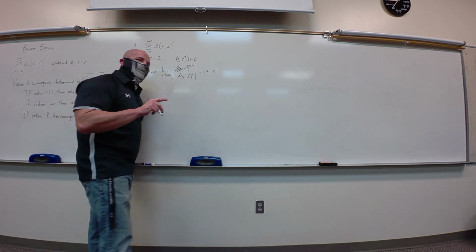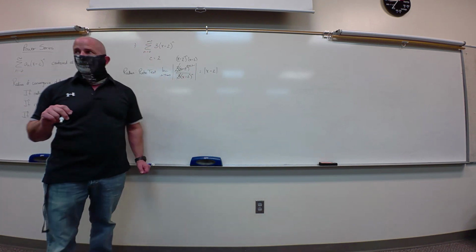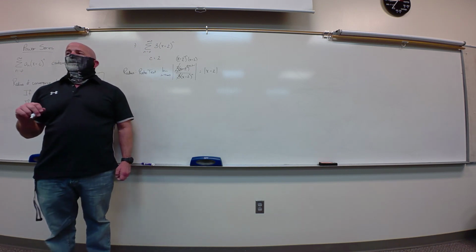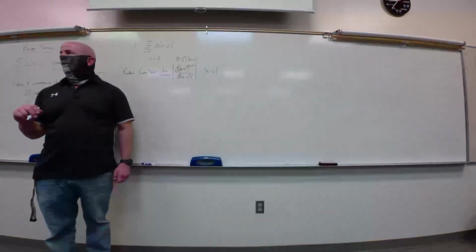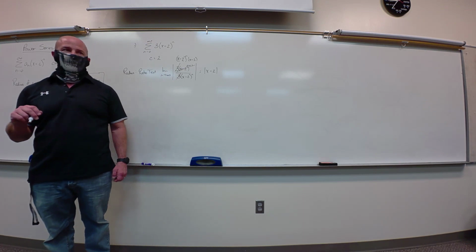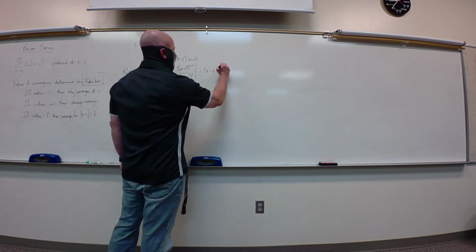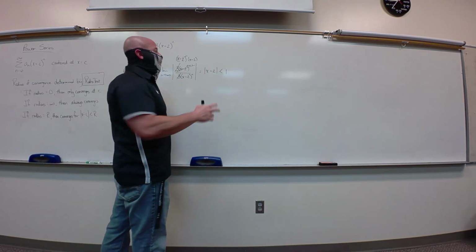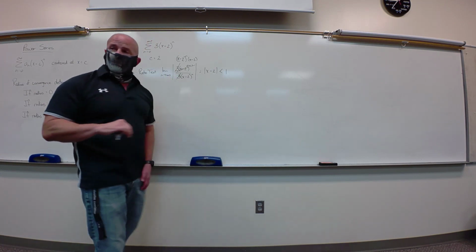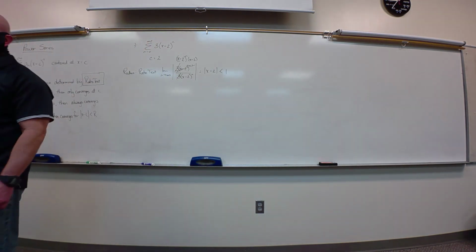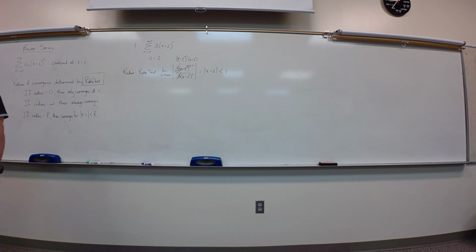When did the ratio test converge? What did it have to be less than? 1. All right. And you're right, it's bigger than 0, but we have the absolute value to ensure that. Okay, so it can be less than 1. Everybody okay there? So how is it always less than 1? That was the ratio test that we did.